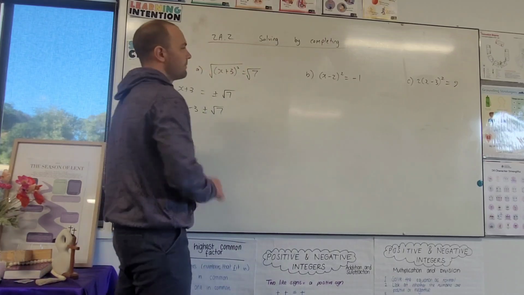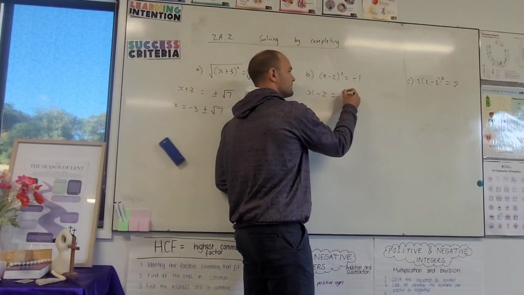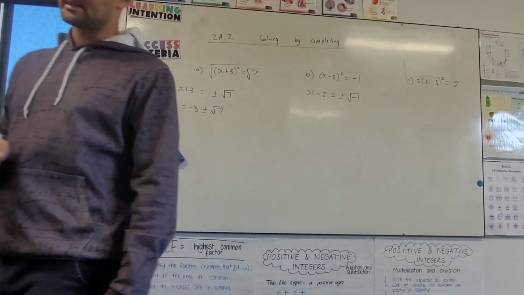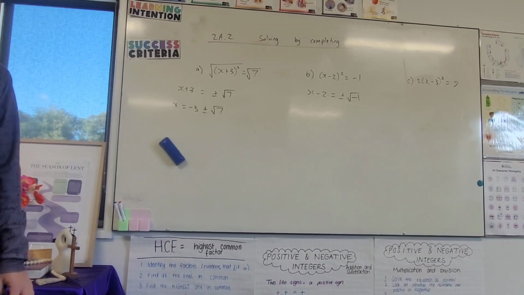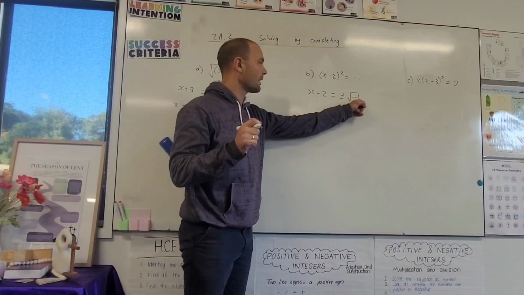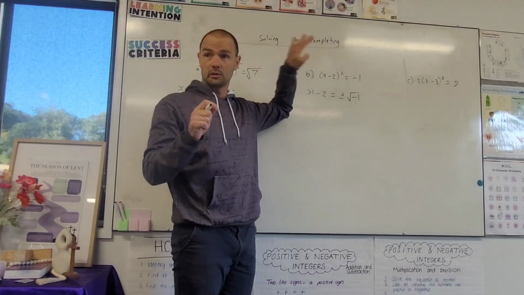So we'll start by square rooting both sides. We'll have x take 2 is plus or minus the square root of minus 1. And straight away we encounter an issue. Does anyone know what the issue is? Very good. Excellent. We cannot square root a negative number, which means this equation has no solutions.